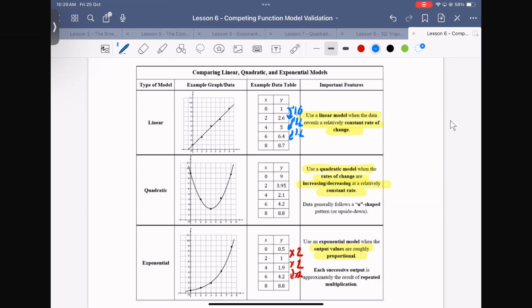So this one, you're adding on the second difference. Plus C, plus C, plus C. This one is on the first difference. Linear is on the first difference. Those are your three types.